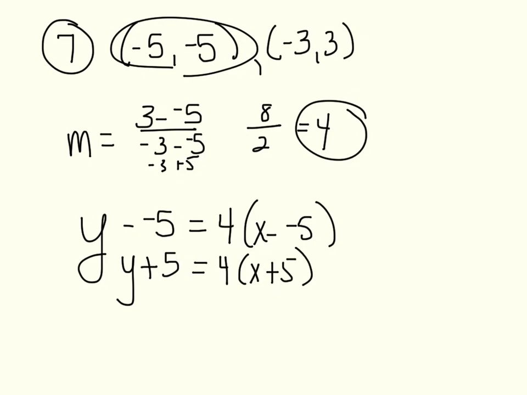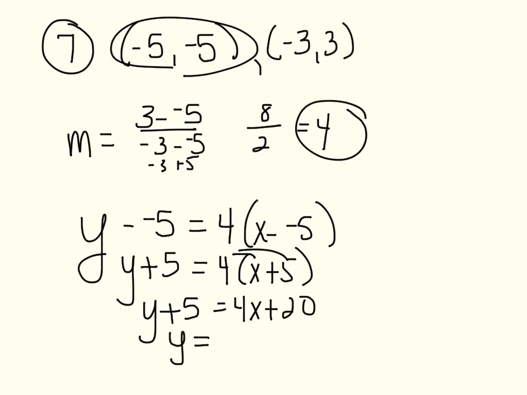That's in point slope form, but I now want it in slope intercept form. So distribute the 4, y plus 5 equals 4x plus 20. I subtract 5, I get 4x plus 15. So my answer is y equals 4x plus 15. You have to know your formula, so make sure you know your formula and how to use it.